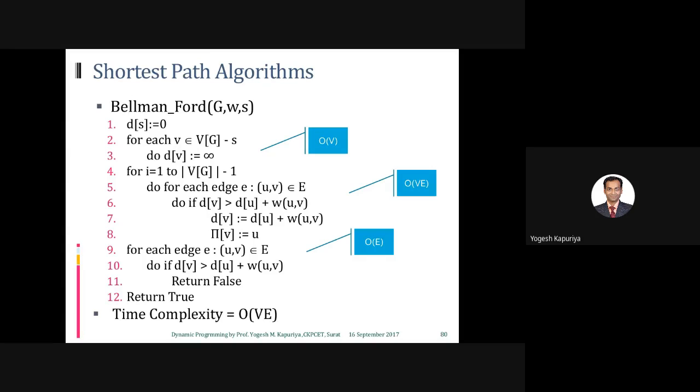Any doubt in this? If you have any doubt, then you can discuss it. Otherwise, we move ahead. There is one more shortest path algorithm. This is single source shortest path. Any doubt?